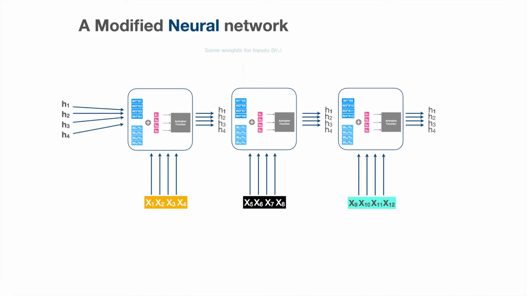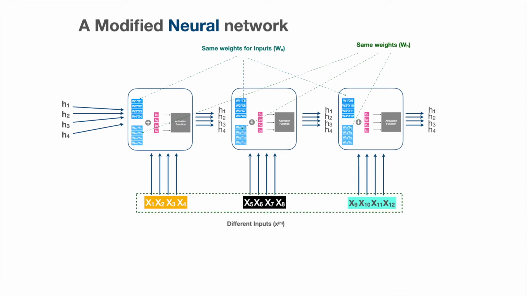So if you notice here, the weights which get multiplied to the inputs are common across the neurons. We call it WE. Similarly, the weights that get multiplied to the hidden inputs h1, h2, h3, h4, they're also common. So we call them WH. What's different is the inputs. For each neuron, the input is different. So that's the key differentiator here.